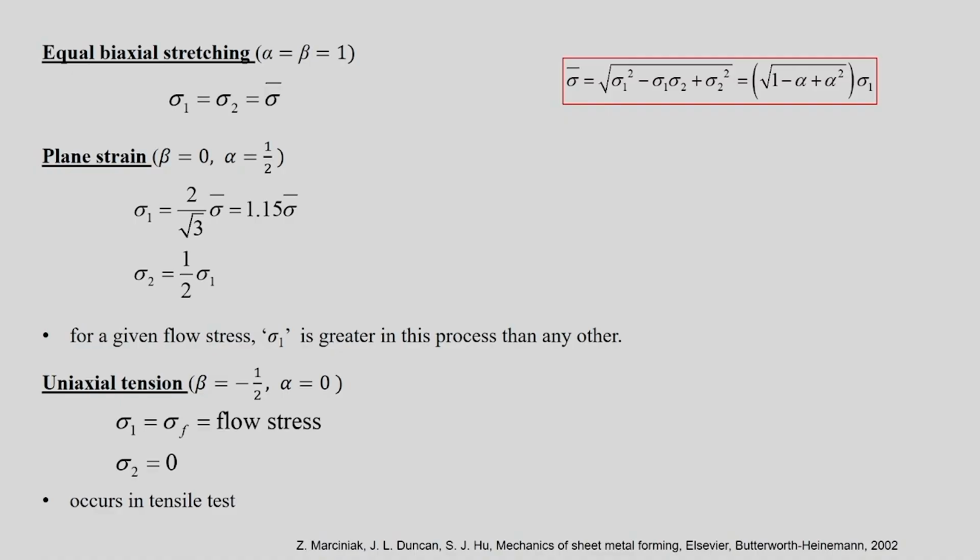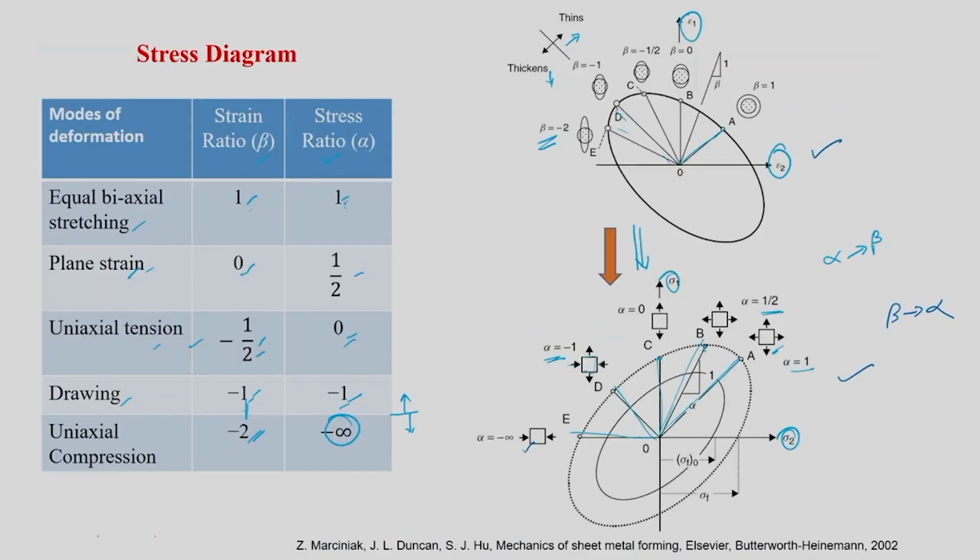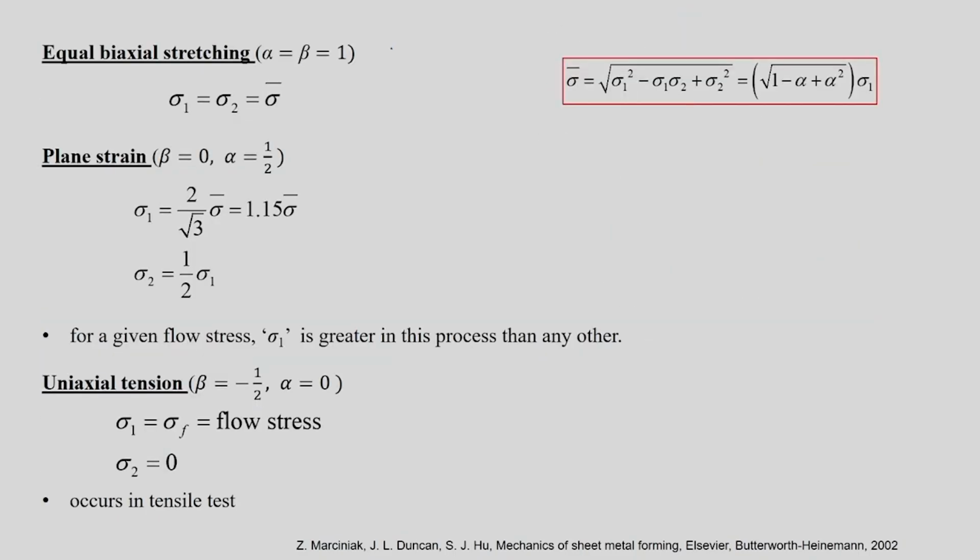So here you can see in the equibiaxial stretching, alpha is equal to beta is equal to 1. That is basically, if you see the previous one, it is the OA path. Since alpha is equal to beta is equal to 1, we are going to develop some relationships which will be useful for our discussion. And you will see that sigma bar is equal to square root of sigma 1 square minus sigma 1 sigma 2 plus sigma 2 square, and this is as per the von Mises yield function.